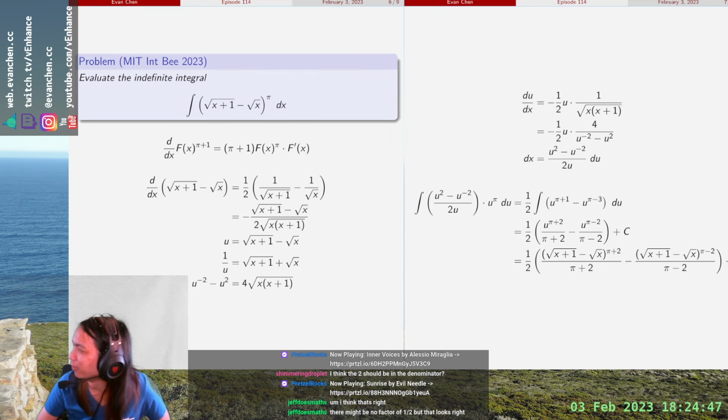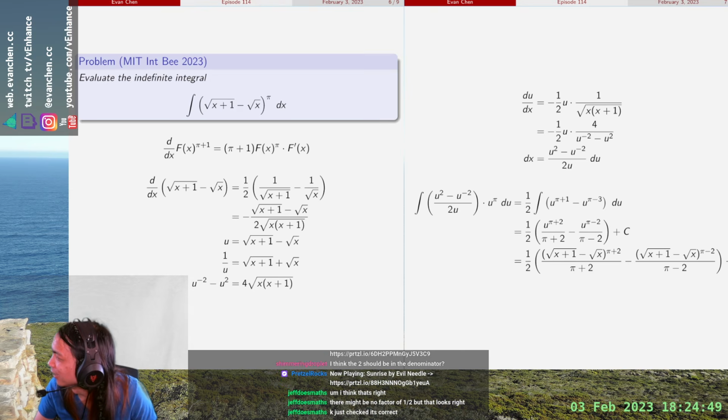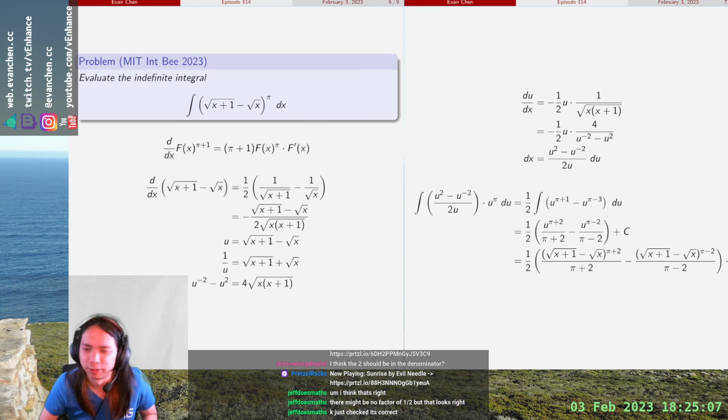There might be no factor of 1/2. How is there not a factor of what? Really? Did I drop it? No, this is a 4, right? So that 4 does. Hang on. Okay, never mind. Okay, cool. All right, we did it.